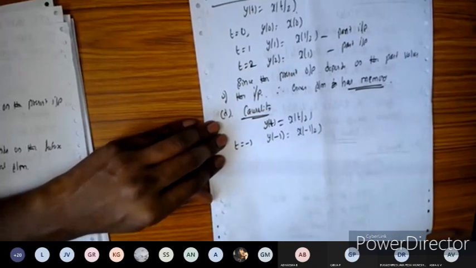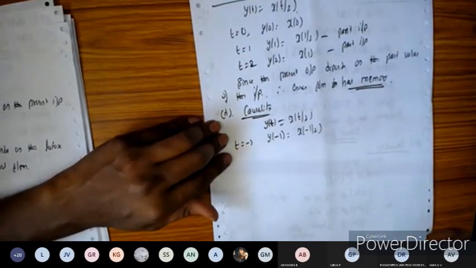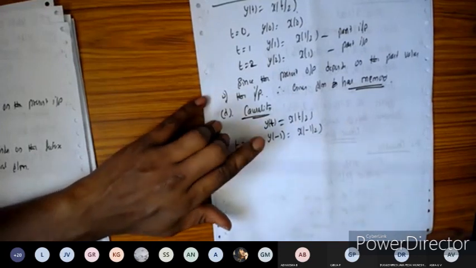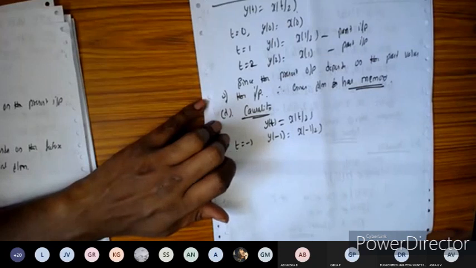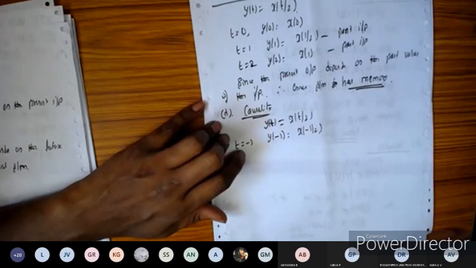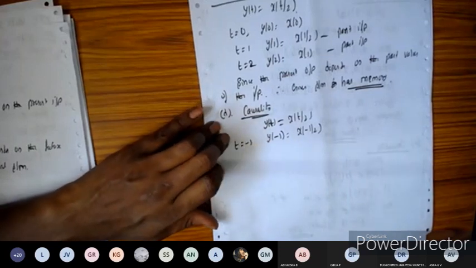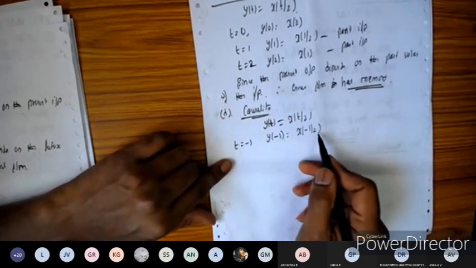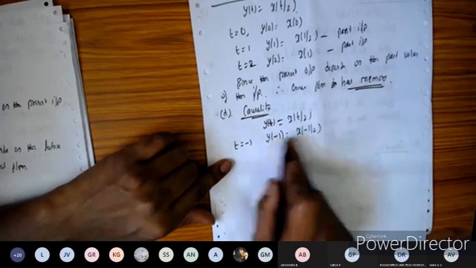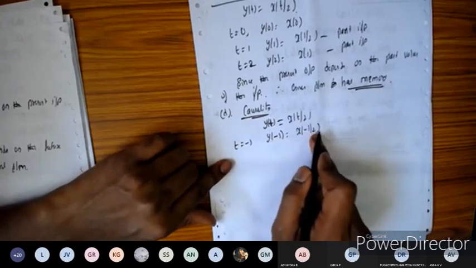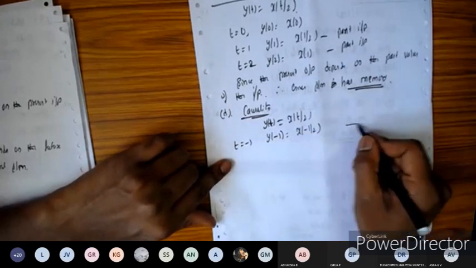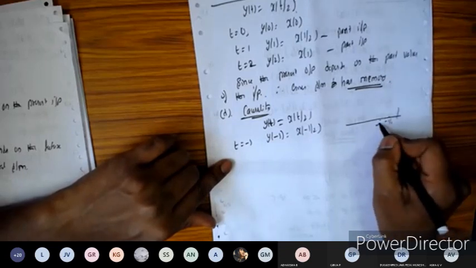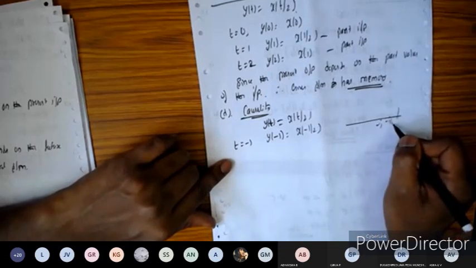It means that it depends on the past values of the input here. Sorry, it depends on the future values of the input here. So we can say it is a non-causal system. When I substitute t is equal to -1, it depends on x of -1/2. This is a present value, and -1/2 is some future value we are considering, because we are moving into the negative time index.